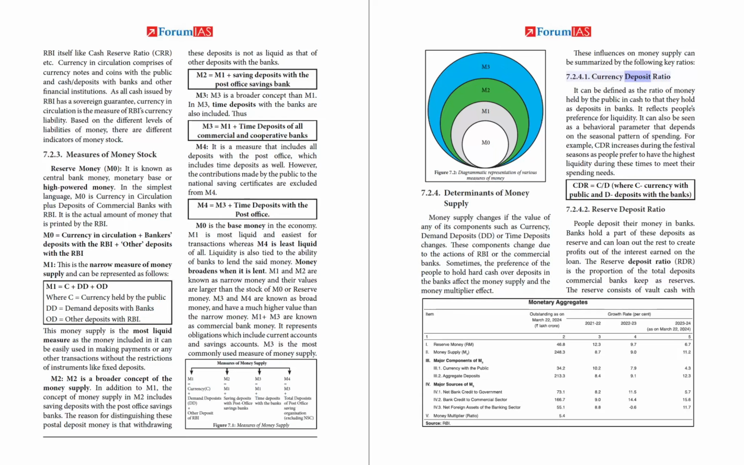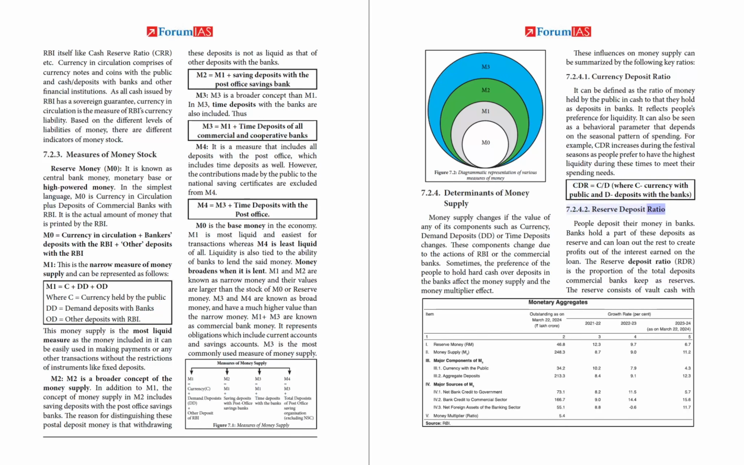7.2.4.1 Currency deposit ratio. It can be defined as the ratio of money held by the public in cash to that they hold as deposits in banks. It reflects people's preference for liquidity. It can also be seen as a behavioral parameter that depends on the seasonal pattern of spending. For example, CDR increases during the festival seasons as people prefer to have the highest liquidity during these times to meet their spending needs. CDR equals C/D, where C is currency with public, and D is deposits with the banks.